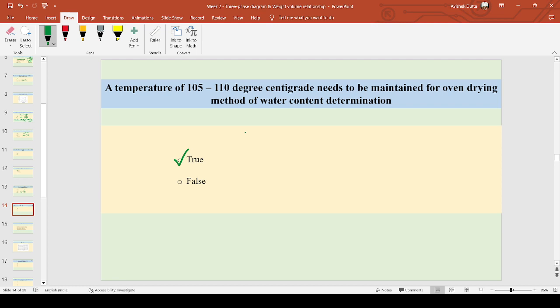The crystallization water present in the soil particles will start losing its bond between the particles. So the crystalline structure of the soil will be damaged. It will lead to the release of the chemically bonded water with the soil particles. We don't want to lose the chemically bonded water. We have to lose only the superficial water, the water in the voids. That's why it is very important to maintain a temperature between 105 and 110 degrees centigrade. Very good.